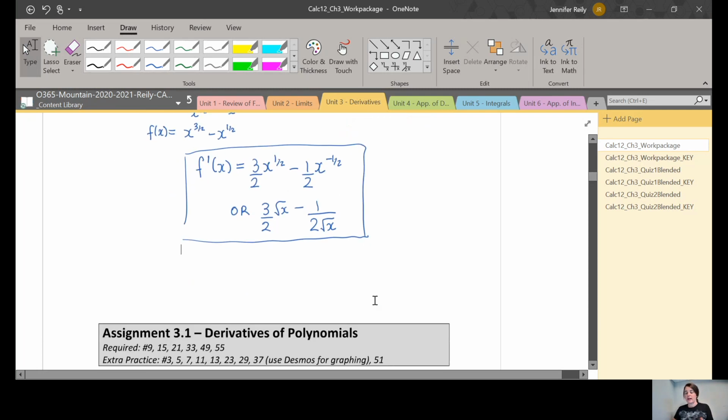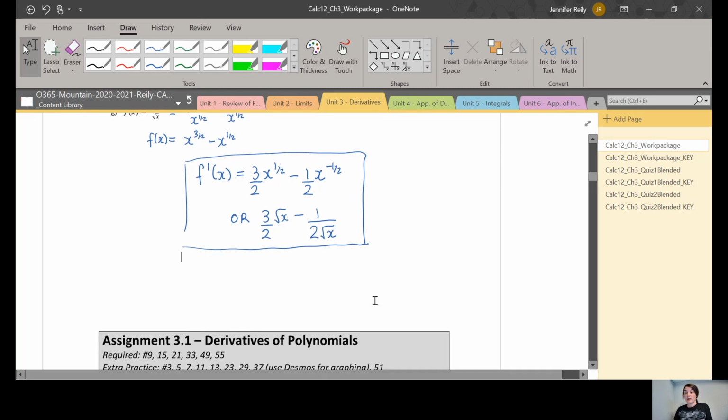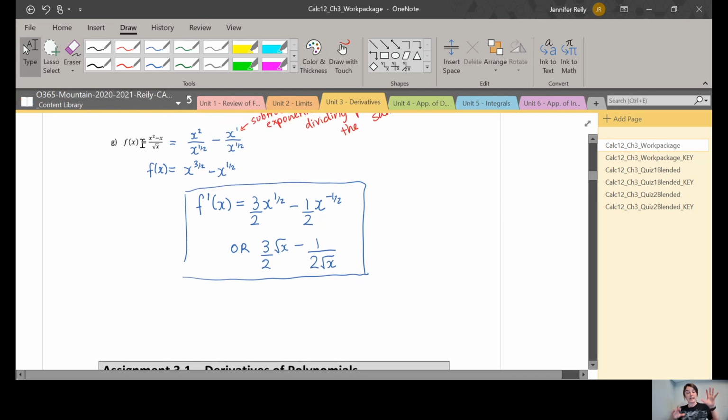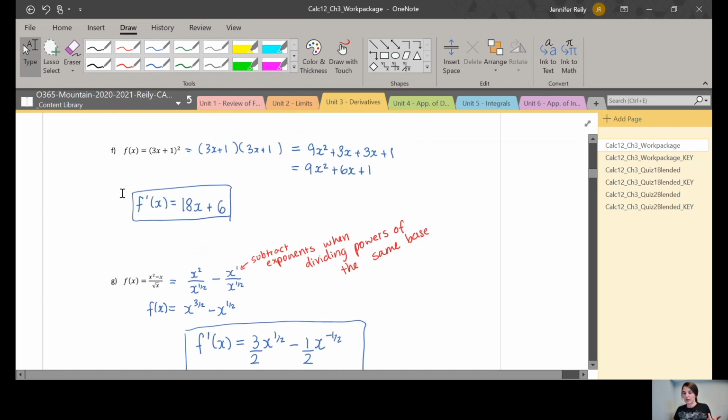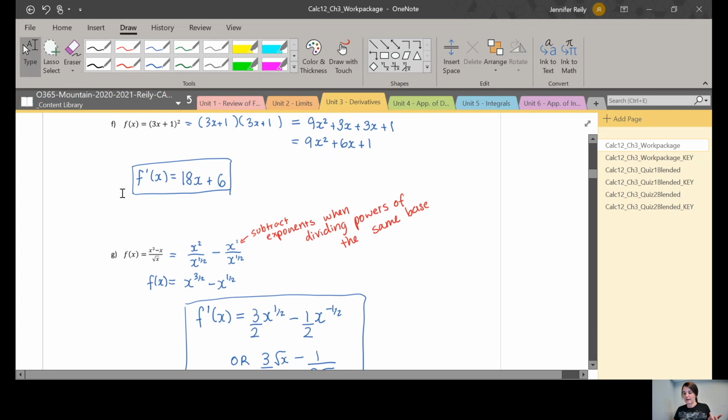Yeah, and that's it. So the main idea today is learning the power rule. And then also, if your function is not written in separate terms, you need to change it or rewrite it using some algebra skills in order to write it into separate terms, just like we did in questions F and G there.